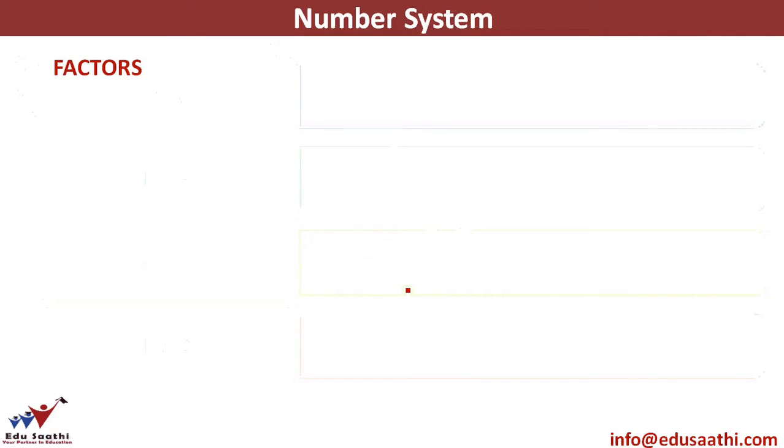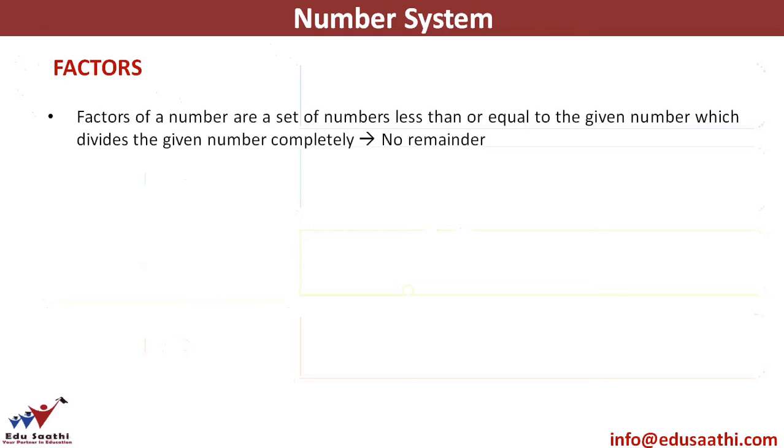And let's look at the concept of factors. Factors of a number are a set of numbers which are less than or equal to the given number which divides the given number completely. Completely means there's no remainder which is left out. So factors are defined as the set of numbers less than or equal to a given number which is dividing the given number completely. So let's look at a number 6.